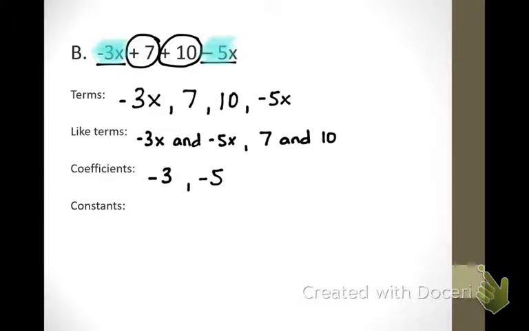Let's look at the last thing we want to identify, the constant. Does anybody remember what a constant is? If you don't remember, you can go and flip back to the front page of our notes from today. Jacoby, what's a constant? A number that stands alone. Very good. Do you see any numbers that stand alone? Yes, ma'am. Which ones? 7 and 10. 7 and 10 are correct. All right, so we have now identified those 4 different things in our problem.